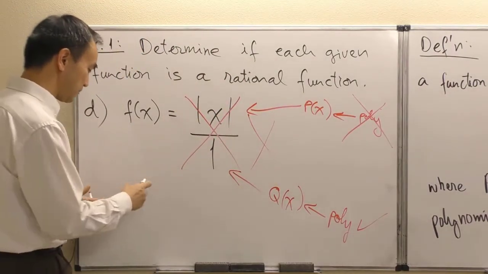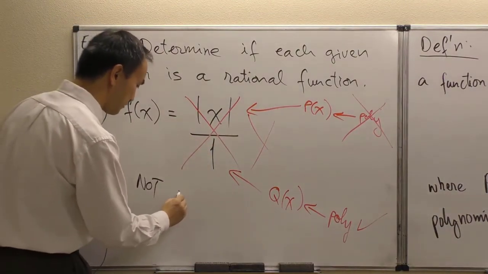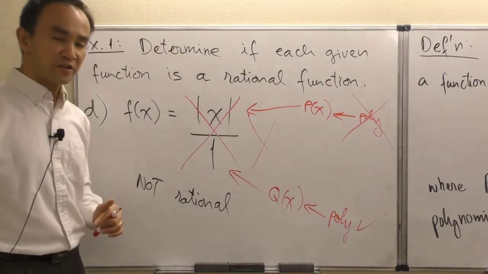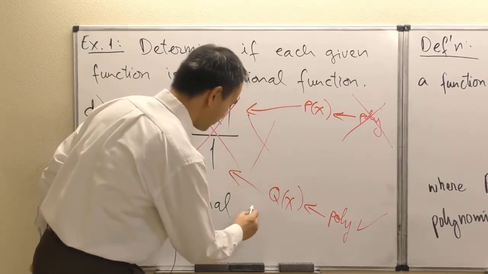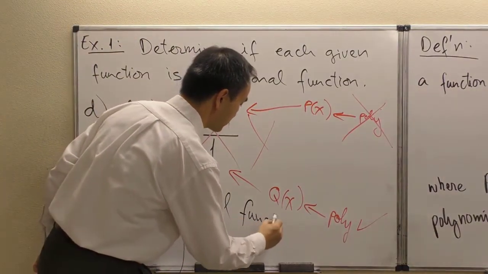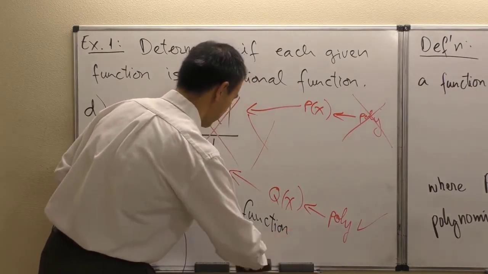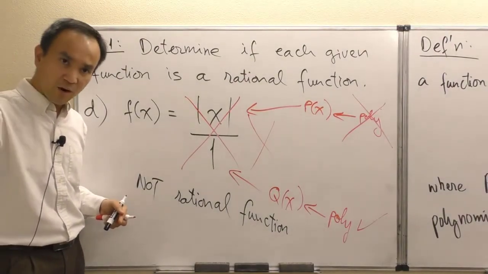All right, let's make that big title here for that function: it's not a rational function. So this is one function that's not classified as a rational. Not a rational function. All right, let's look at another one.